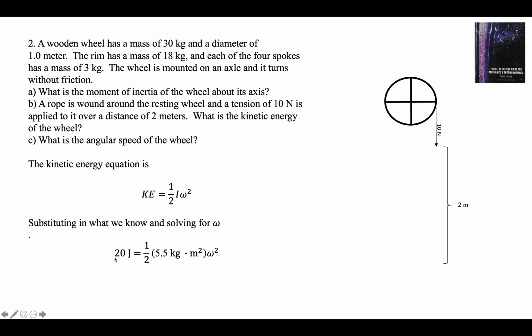There's the equation, 20 joules in rotational kinetic energy. We know the moment of inertia. We can calculate omega, 2.7 radians every second. A little bit less than 1 cycle per second. That thing's got a lot of moment of inertia. 30 kilograms is heavy. That's the answer to part C, problem 2.